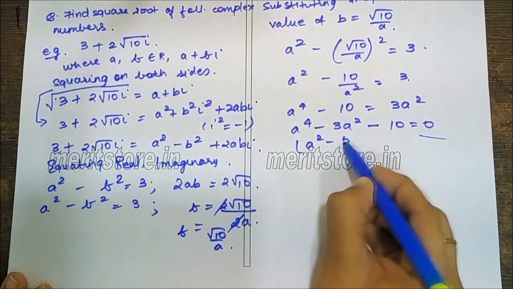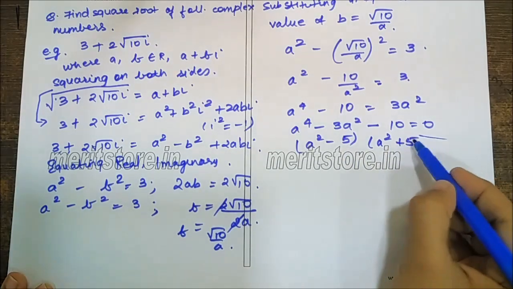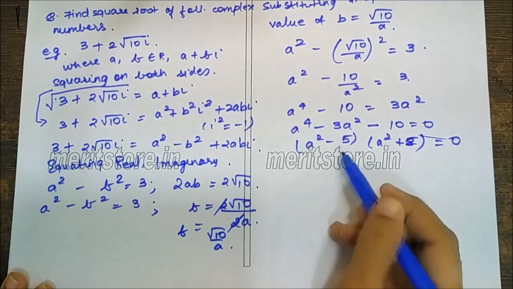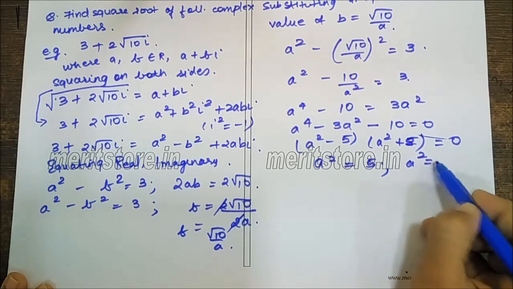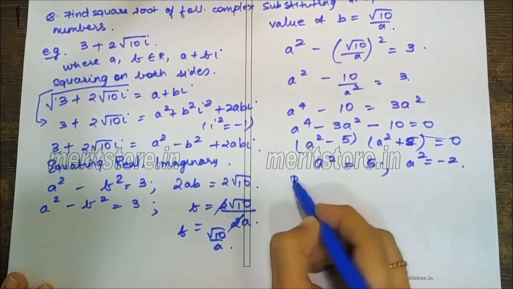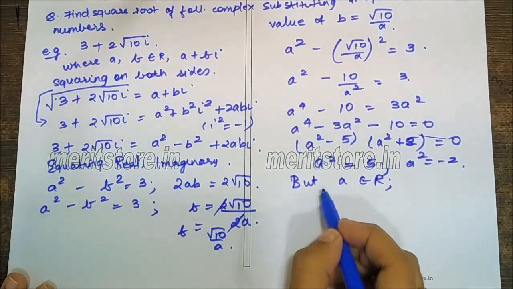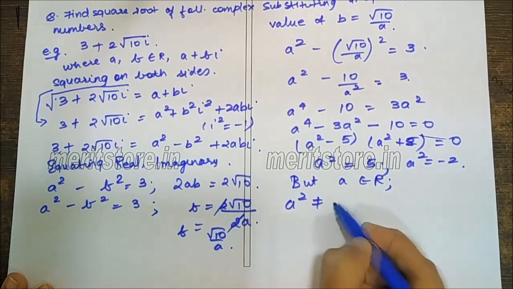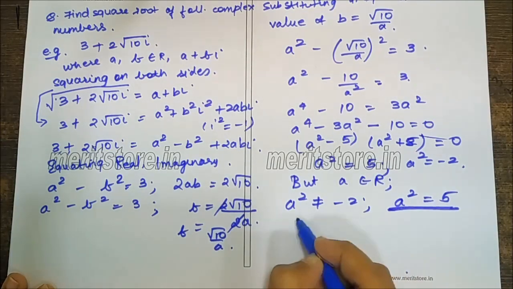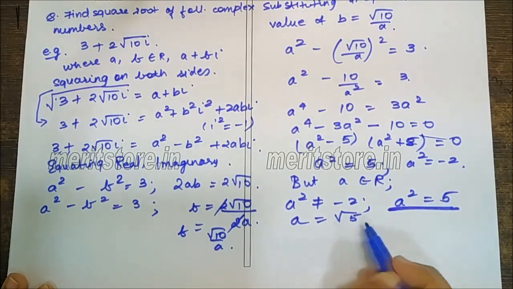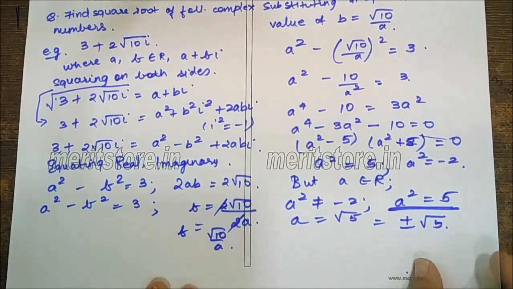Taking factors, a square minus 5, a square plus 2 equal to 0. a square is equal to 5 or a square is equal to minus 2. But a belongs to real numbers and a square is not equal to minus 2. We would say a square is equal to 5. a is root 5, which can be either plus or minus root 5.